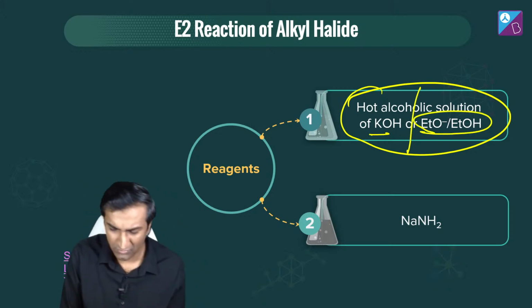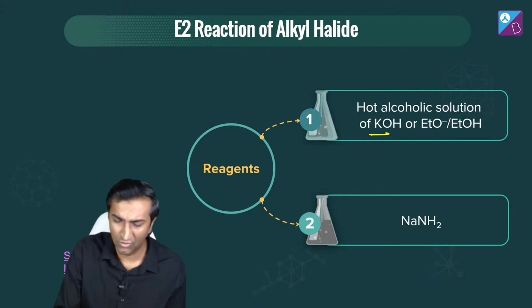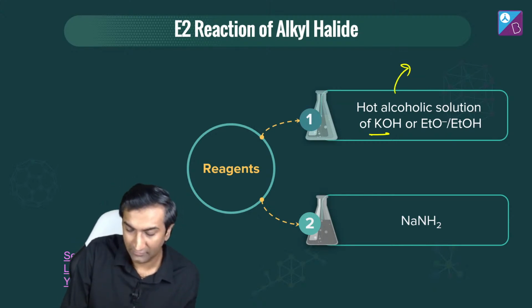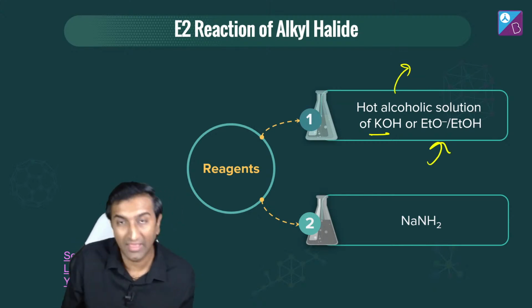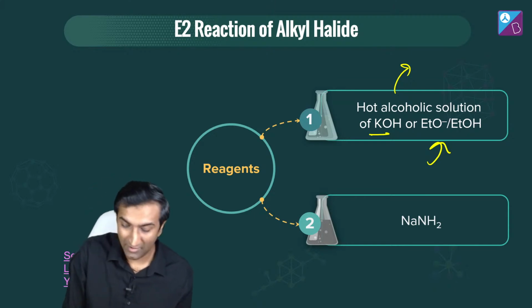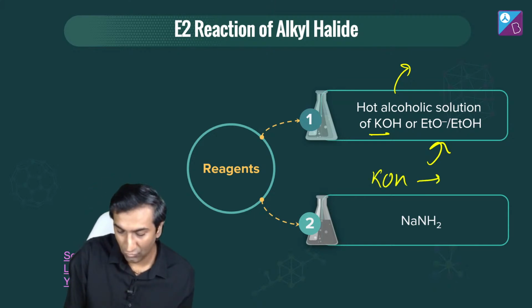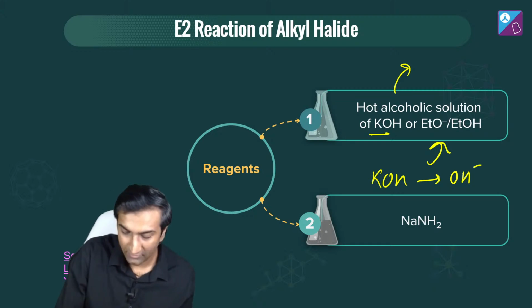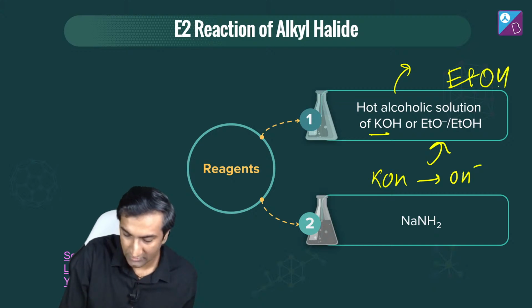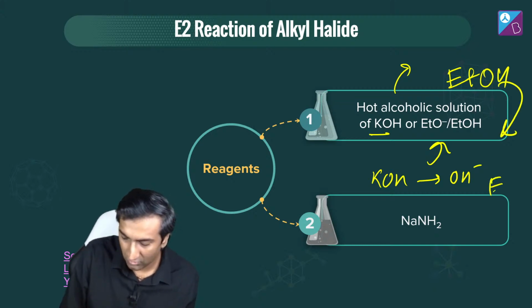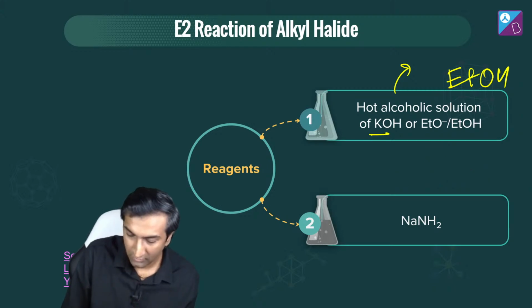Why? What does this do? Hot alcoholic solution of KOH. Alcoholic solution of KOH basically forms yahi to banata hai. That's what it does. KOH will give you OH minus ions, right? And what else you have? You have ETOH, and so ETO combines with K. So yahi cheez banta hai. Cool. Any questions over here as to how this is the same thing?